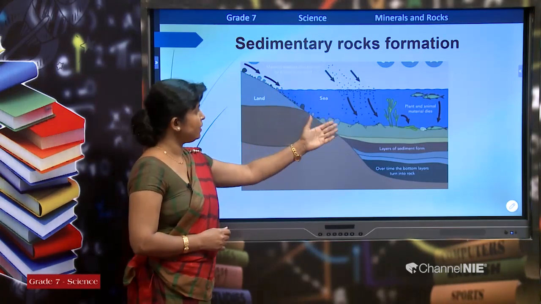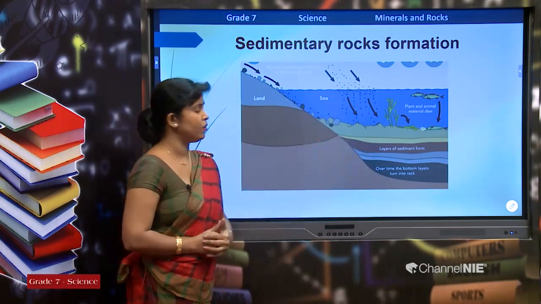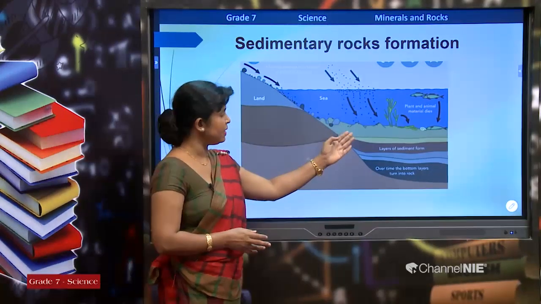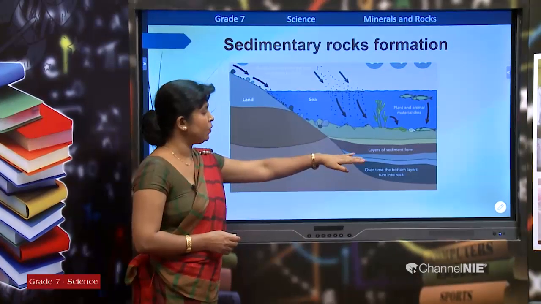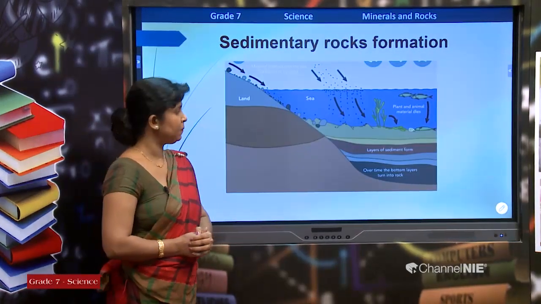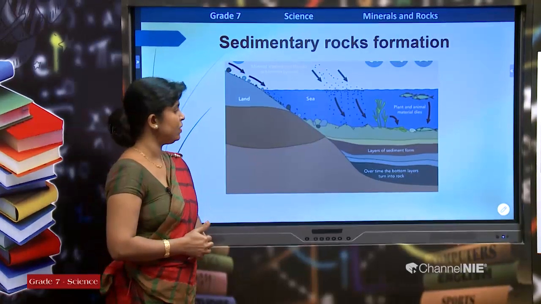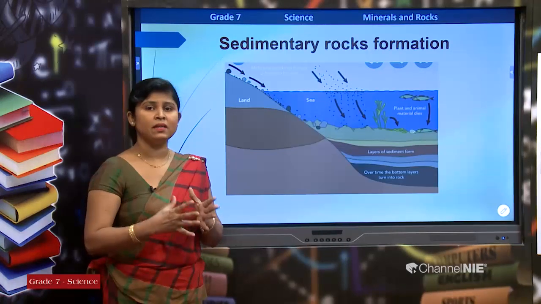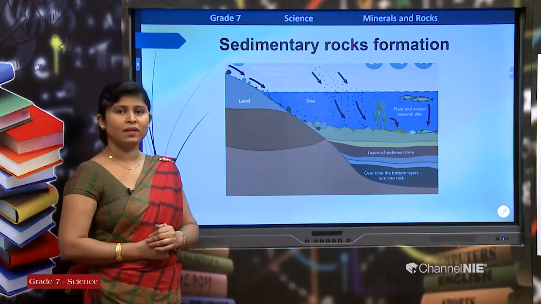Then through the wind these small pieces are coming and they also get deposited on the bottom of the ocean or in the rivers, right. Then other materials like decaying plant and animal materials are depositing on that layer and the bottom layer gets pressed, right. This is known as the process of sedimentation. This happens for millions of years. It takes a long period of time and it forms the sedimentary rocks, right.